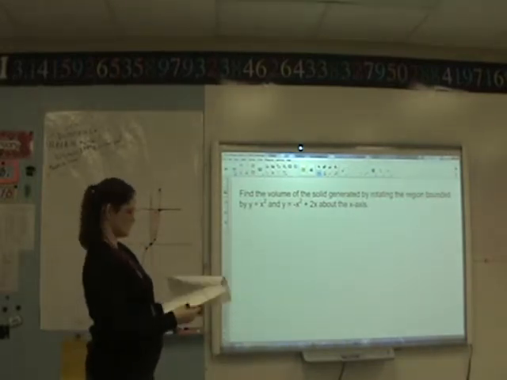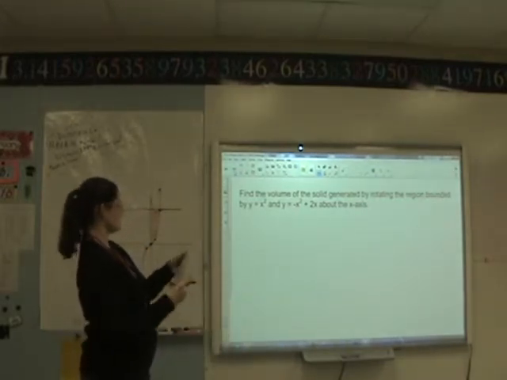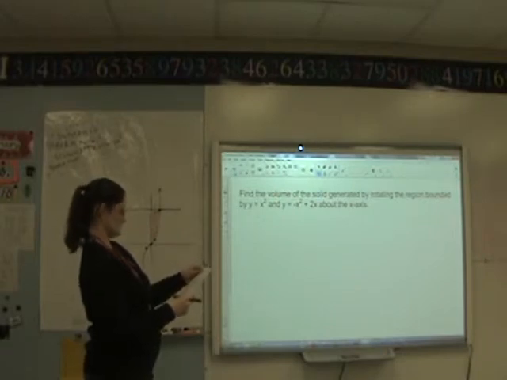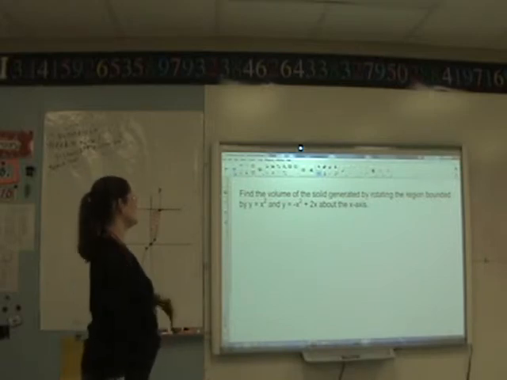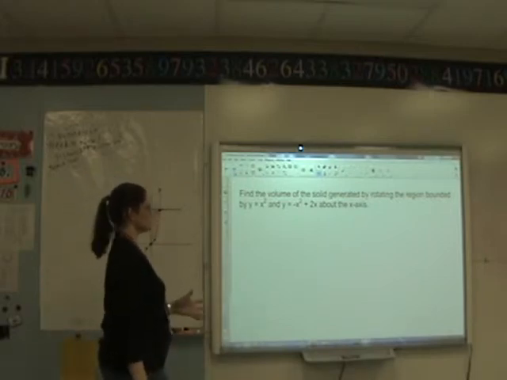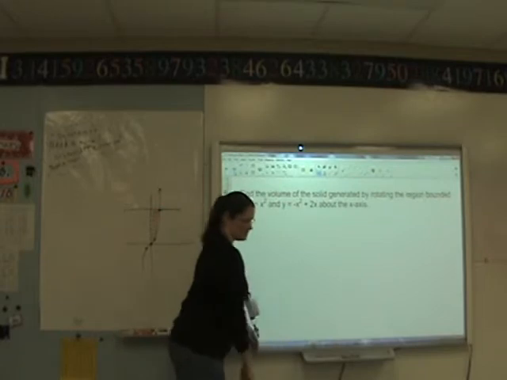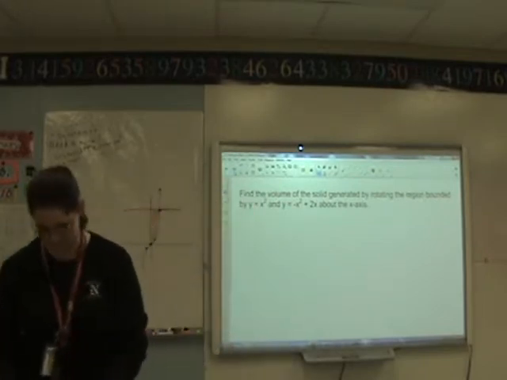Find the volume of the solid generated by rotating the region bounded by y equals x squared plus 2x about the x-axis. I'll give you just a second to get that written down.